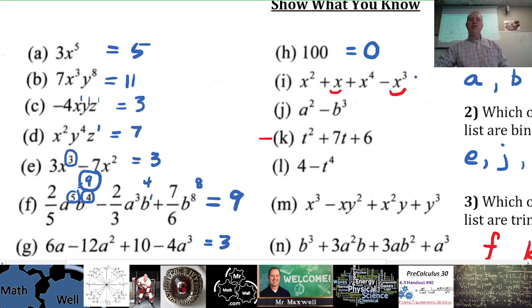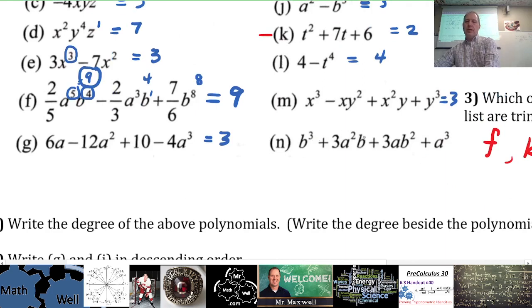Okay, let's go through these a little more quickly. I, what is it? 4. Very good. J, what is it? 3. That's right, the largest exponent there. K? 2. Very good. L? 4. M? 3. All the terms technically have a degree of 3 there, right? 3, 1 plus 2, 2 plus 1, and 3. So this one is 3. And what about this one? 3, 3, 3, 3. Those are 3 as well.